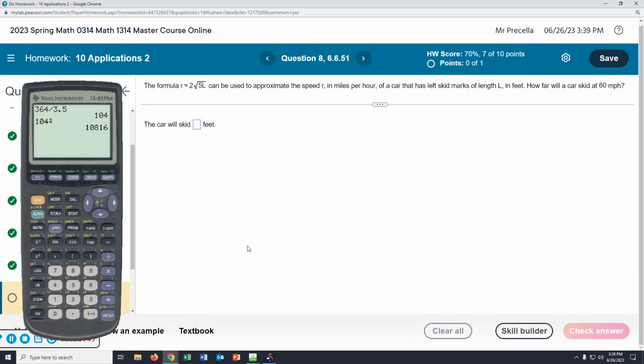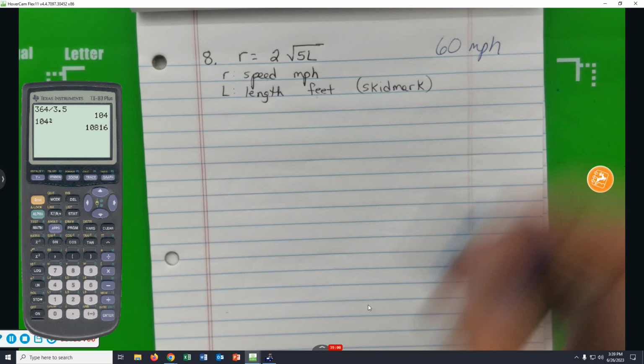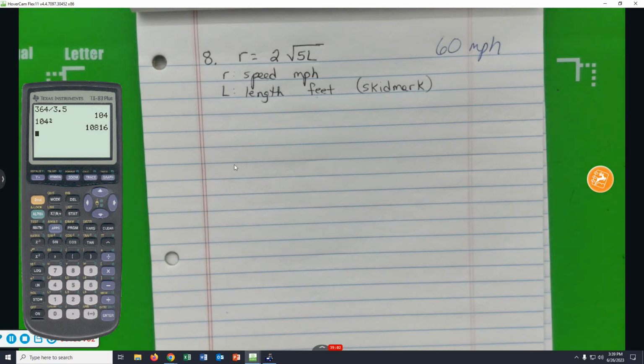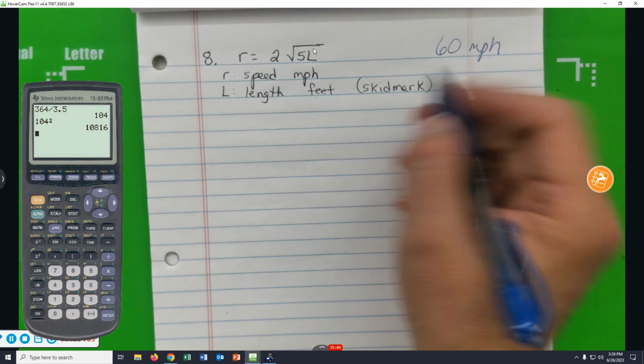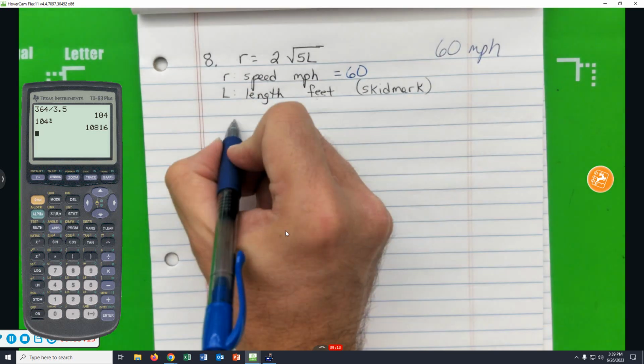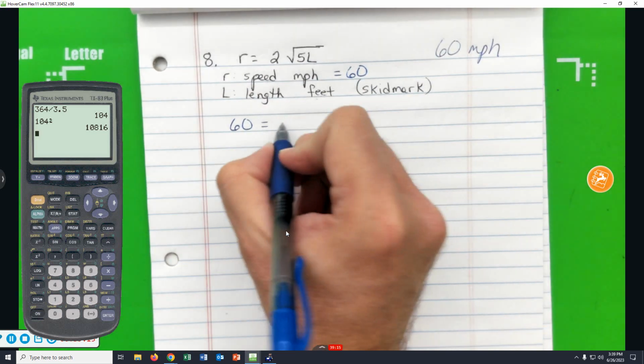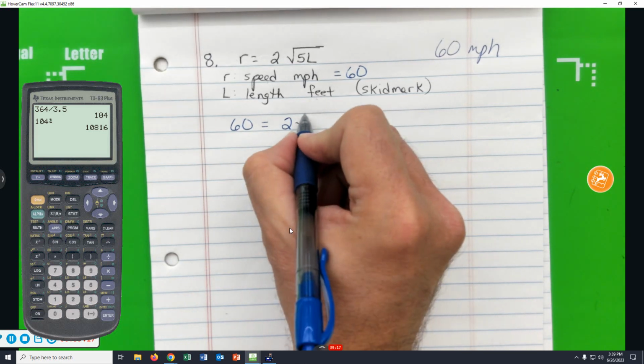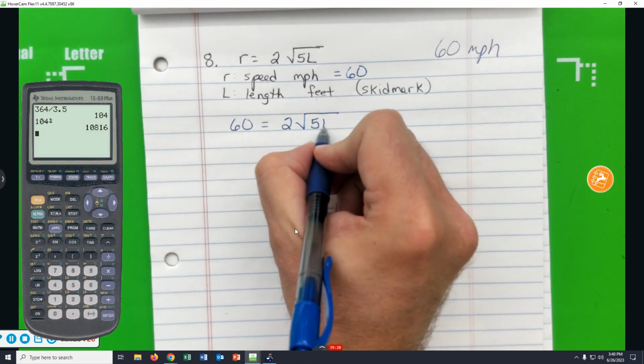So let's keep going. How far will a car skid at 60 miles an hour? I'm going to write 60 miles per hour here. Which one is that? Is that R or L? Which one's the miles per hour? Well, the R is miles. So we're going to plug a 60 in for R. So I'd have 60 equals 2 times the square root of 5L.